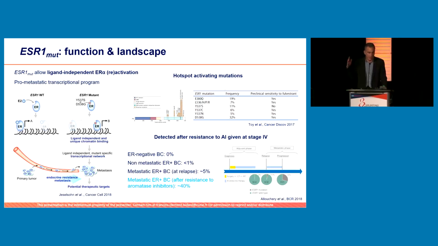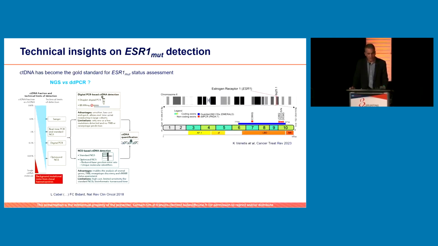In patients that are relapsing, small studies showed that prior to any treatment in patients with stage 4 disease, prevalence was about 5% or less. And then in patients who had a prior resistance to aromatase inhibitor, preliminary reports showed that about 40% of these patients have these mutations that could be detected in the blood.